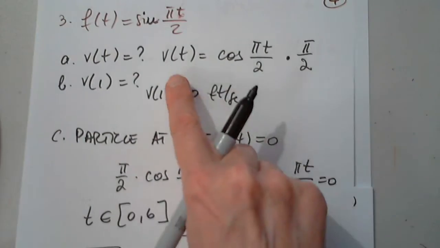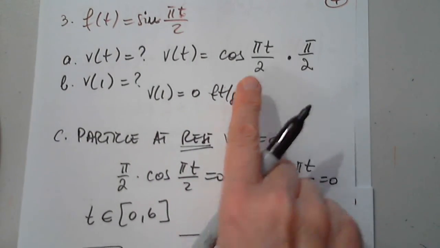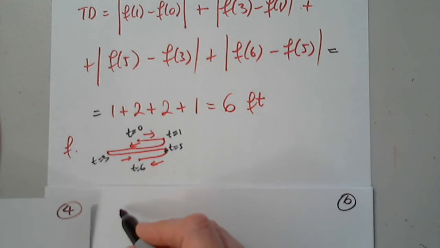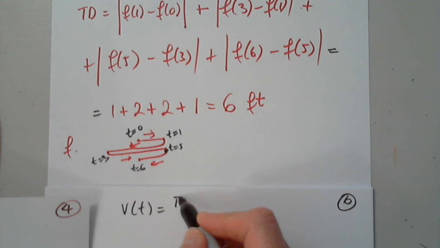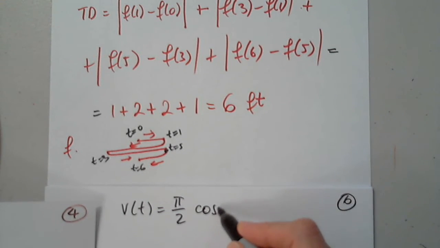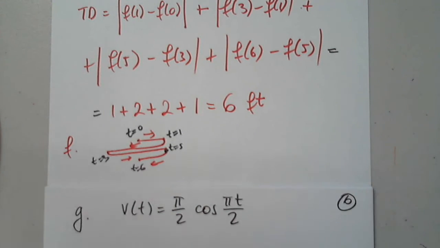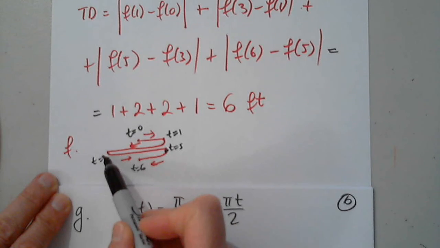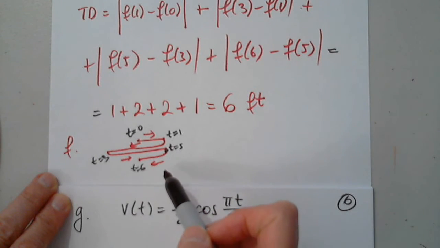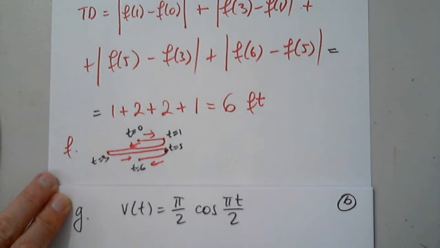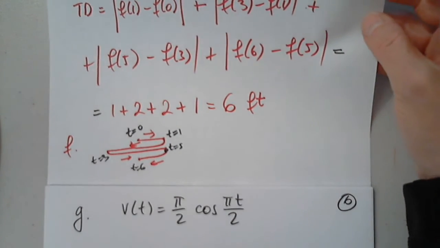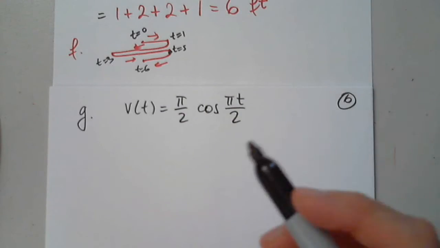Okay, so we have the velocity. I'm going to copy it so I can put this away. So this was g. One more time, the velocity equals pi over 2 cosine pi t over 2. So was this clear with 1 foot this way, 2 this way, 2 this way, and 1 this way? Is that okay, everyone on this? Yes, anyone? Okay. Good, so this was the velocity.